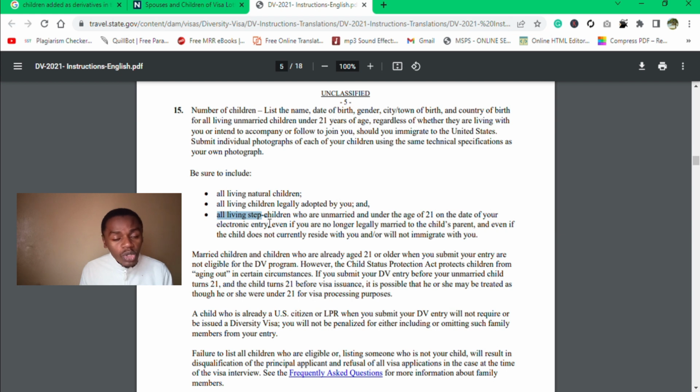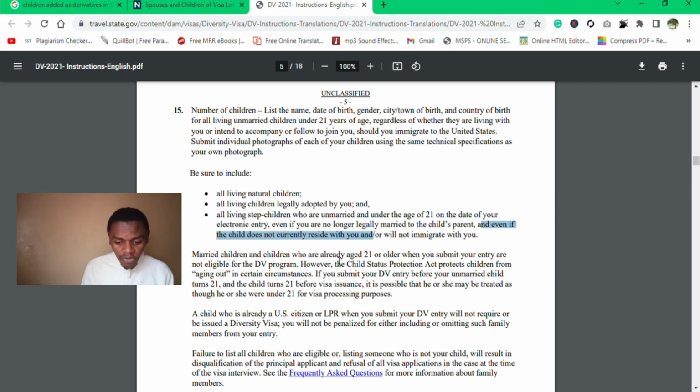The third category includes all stepchildren. These are the children of your spouse, and this spouse must be legally married to you. Your legally married spouse, all the children that he or she came to join you with, they all are qualified to be added as derivatives. And it is important to note this, that even if the child does not currently live with you, or even if you are no longer married to that spouse, even if you broke up, these children are still eligible to be added as derivatives in your Diversity Visa Lottery application. I hope that is clear.